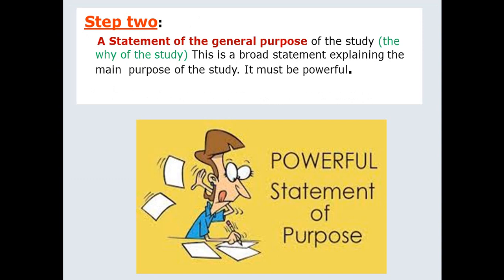So step 2, after the first step, the presence of a problem which needs to be solved. Step 2, a statement of general purpose. What's the purpose? Why do we have to apply this study? This is a broad statement explaining the main purpose of the study. It must be powerful. So what's the purpose of our study? There is a problem, and our purpose is to decrease maybe the morbidity rate or the complications after surgery, or the defaulters from medications, or decrease the incidence of anemia among pregnant women. So this is the purpose.